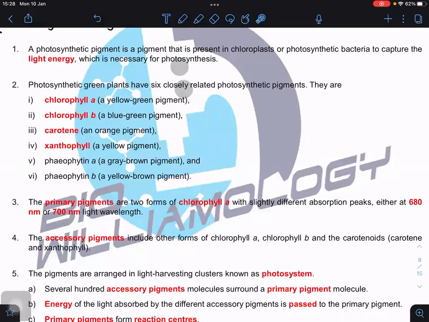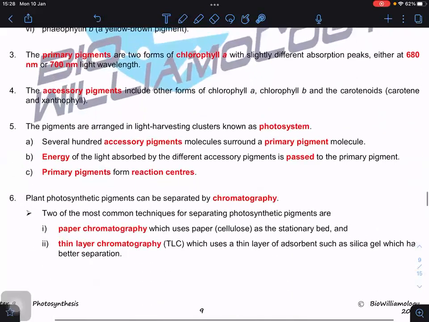Okay, so as I said, we can actually divide these pigments into two groups. One group is called the primary pigments. Not all can become primary pigments. Only 2 forms of chlorophyll A, which have a peak absorption at either 680 nanometer or 700 nanometer, like what I said just now.